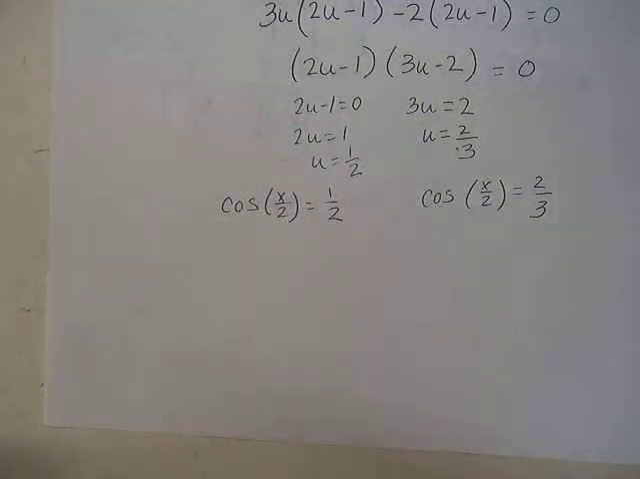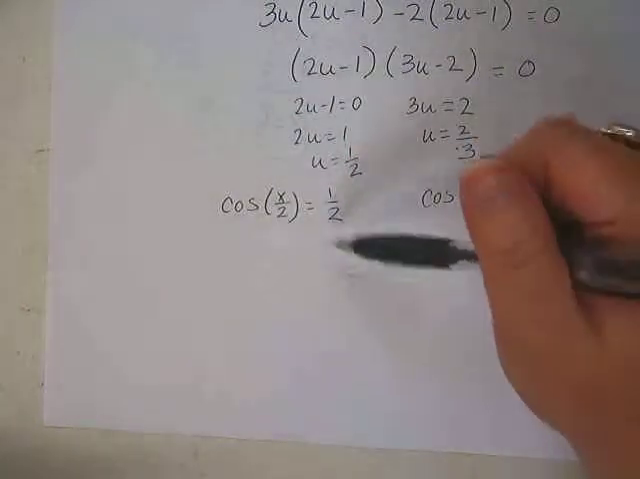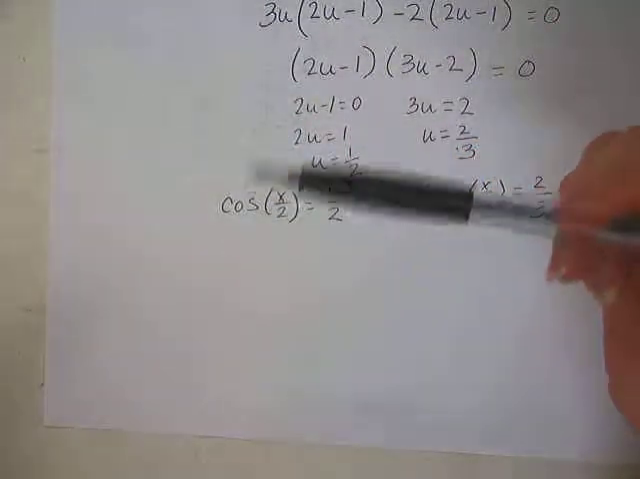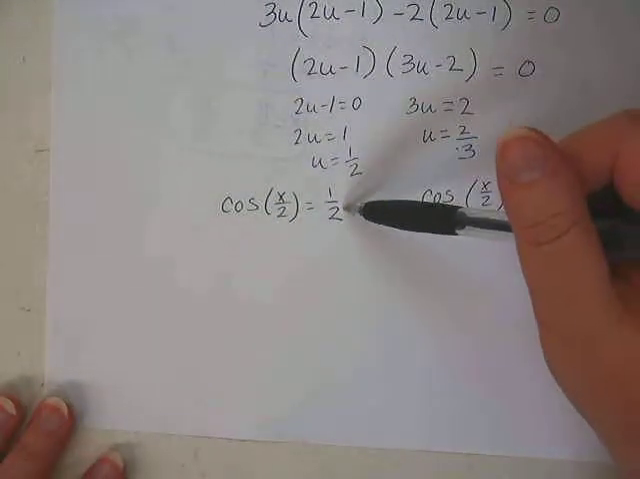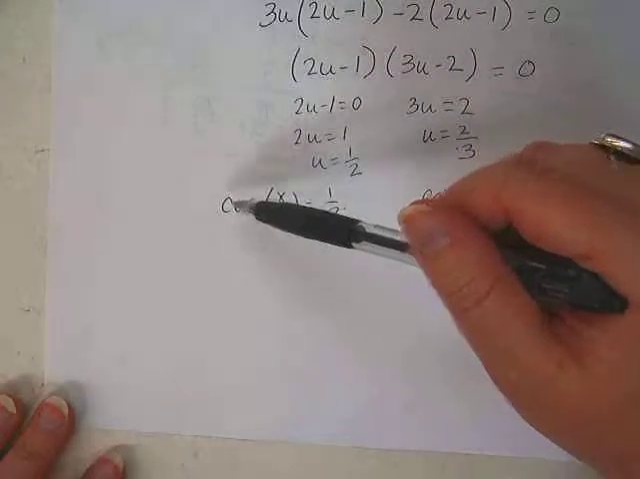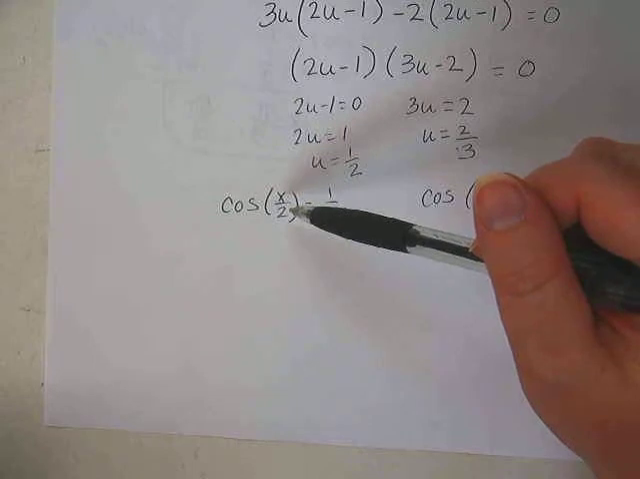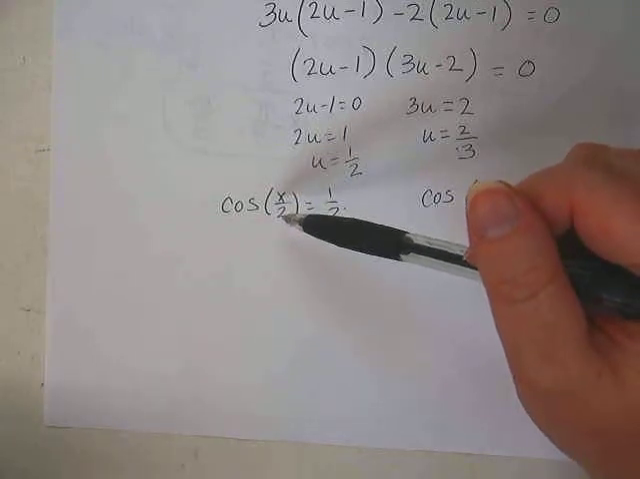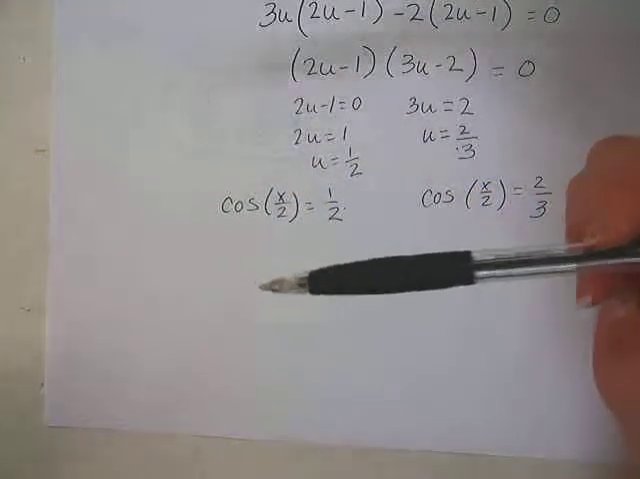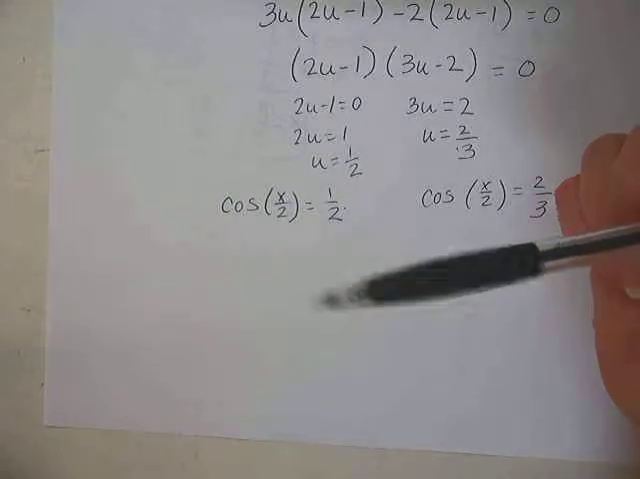Does everybody recognize the 1/2? The 1/2 is one of the exact 30, 60, 90 ratios, right? So cosine equaling 1/2 means that that angle would have to be what?